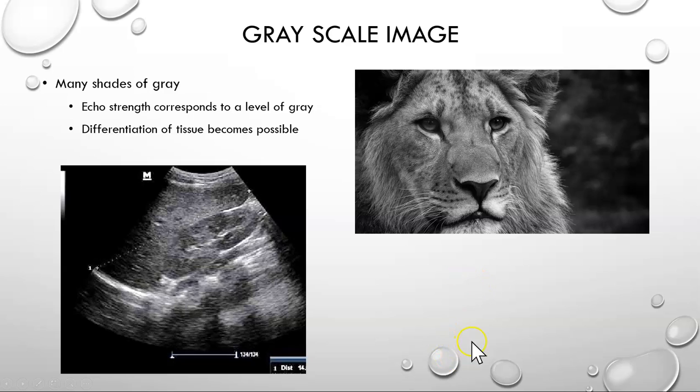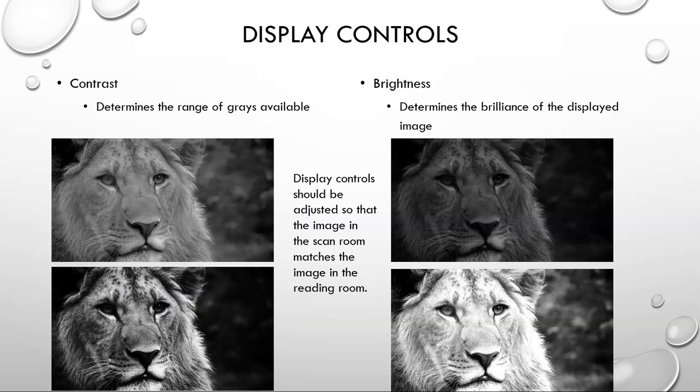We have several controls in our display that help our image. The contrast control determines the range of grayscales available to us. More gray sometimes looks like a faded image compared to less gray, but there's actually more information there. Brightness determines the brilliance of the displayed image. So display controls should be adjusted on your monitor so that whatever you're scanning matches exactly what is the image in the reading room that the doctor's going to be reading your films from.